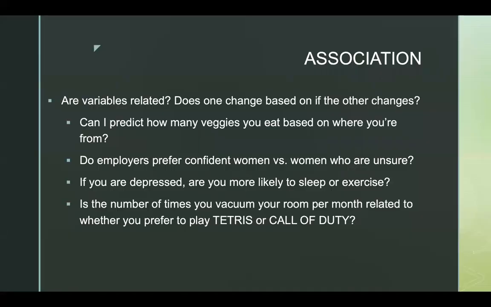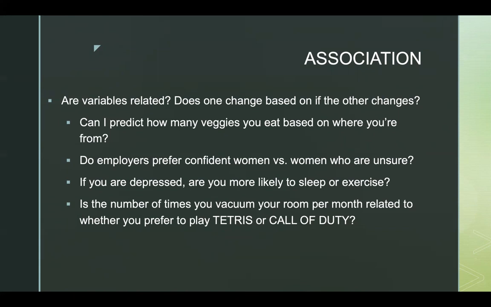Okay, association. With association, this is really more what we think about in terms of looking at a study. People want to see how things are related to each other. Does one variable change based on whether or not the other variable changes? For example, in the previous slide, we talked about studying and day of the week. Do you tend to study more on Wednesdays than you do on Saturdays? So there's some relationship between amount of studying and day of the week.